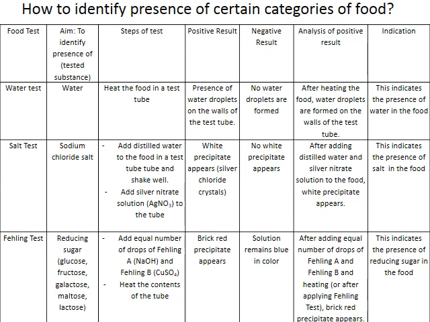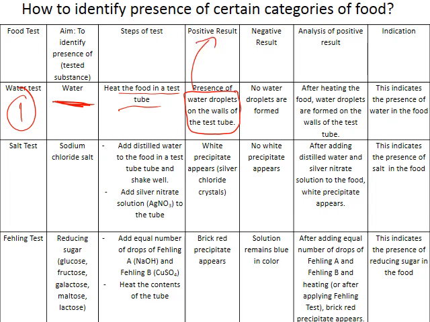Let's start with number one, the water test. From its name, it aims to identify the presence of water. Steps of the test: you have to heat the food in the test tube. Positive result is the presence of water droplets on the wall of the test tube. This is a positive result.